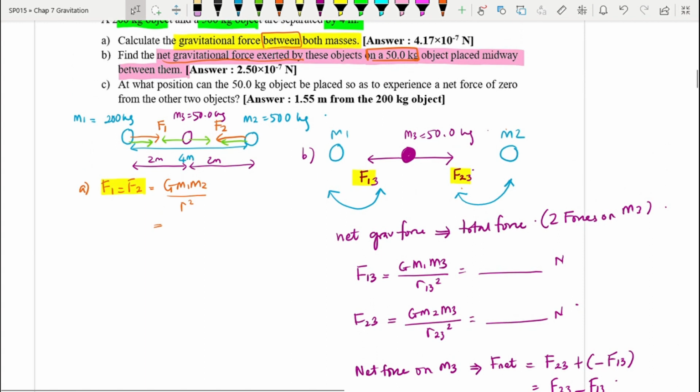Okay, soalan seterusnya. At what position can the 50 kg object be placed so that it experiences a net force of 0 from the other two objects? Tadi net force untuk mass 3 bukan kosong lah, sebab kita akan nampak ada jawapan dekat sini. Tapi sekarang dia nak minta kita fikirkan, boleh tak net force on mass 3 ni akan jadi kosong.